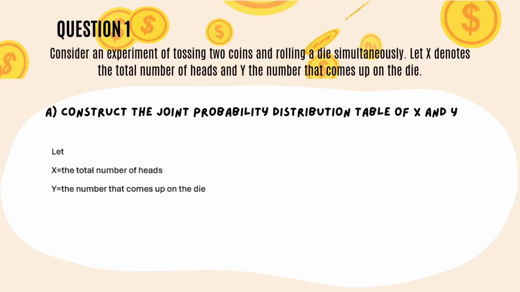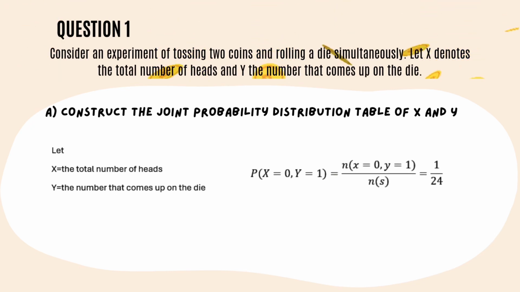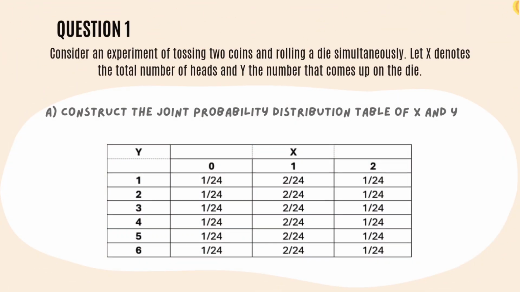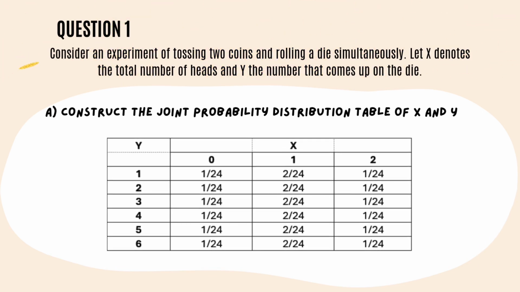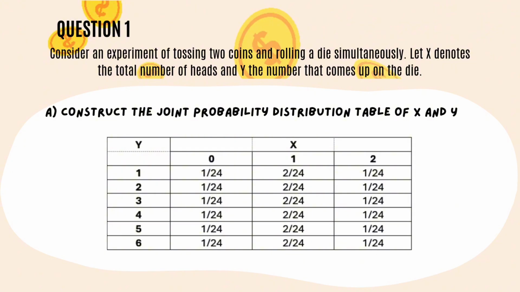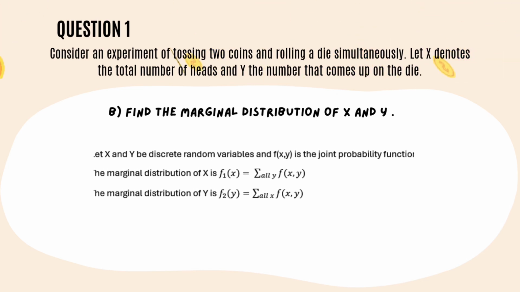Okay, next, let X be the total number of heads and Y the number that came out on the die. And then the probability of each outcome when X and Y are picked at random is 1/24. So next we can construct the joint probability distribution table of X and Y with 1/24. Okay, for B, find the marginal distribution of X and Y.